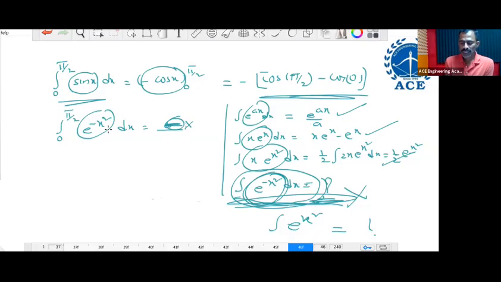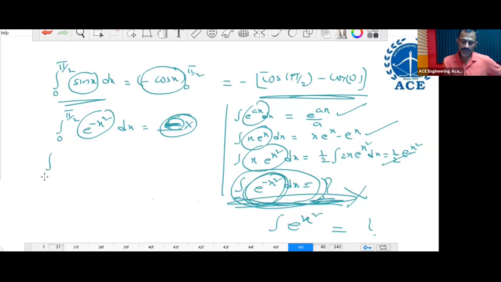If you are unable to integrate this function, then we can write the approximate value of this integral by using numerical methods. In numerical methods, we have the trapezoidal rule, Simpson's 1/3 rule, Simpson's 3/8 rule, Boole's rule, Weddle's rule, like this. Using these methods, we can write the approximate value of the integral. Right?